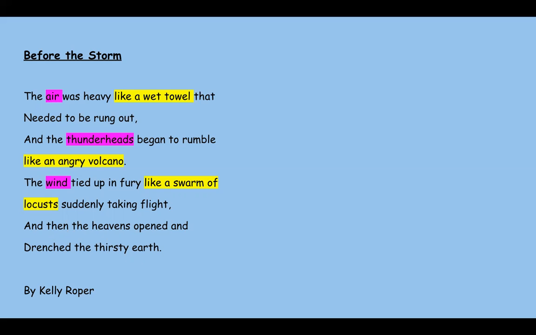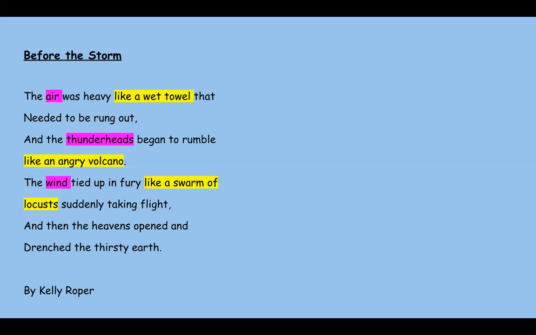By Kelly Roper. I'm wondering if you can guess why I have chosen to highlight in 2 colors. Well, firstly, the phrases highlighted in yellow, you can quickly see that they all have the word like in them. So that is the simile. You can see that there are 3 similes in this poem. And the words highlighted in pink are the object or the noun in the sentence, the nouns in the poem that the poet has described using the simile.